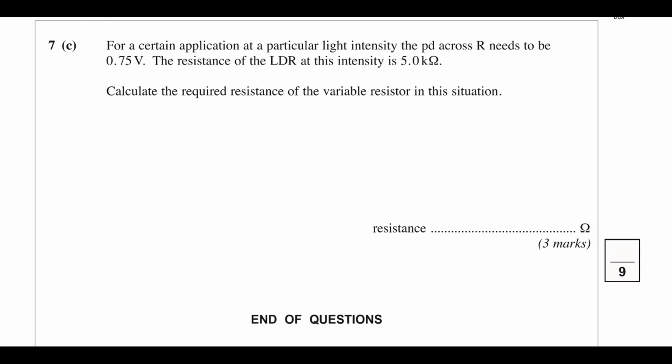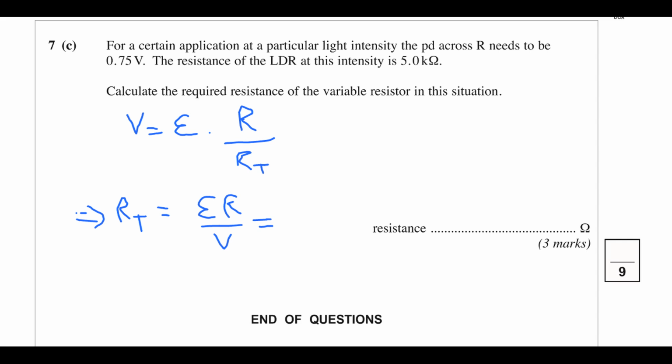So let's use the potential divider equation like this. We want to find out what the total resistance is so we can find out what the variable resistor is. So we're just basically going to swap V and RT. The EMF we know is 6. The potential difference we want is 0.75. The resistance of the fixed resistor is 5,000. So we need the total resistance to be 40,000 ohms.